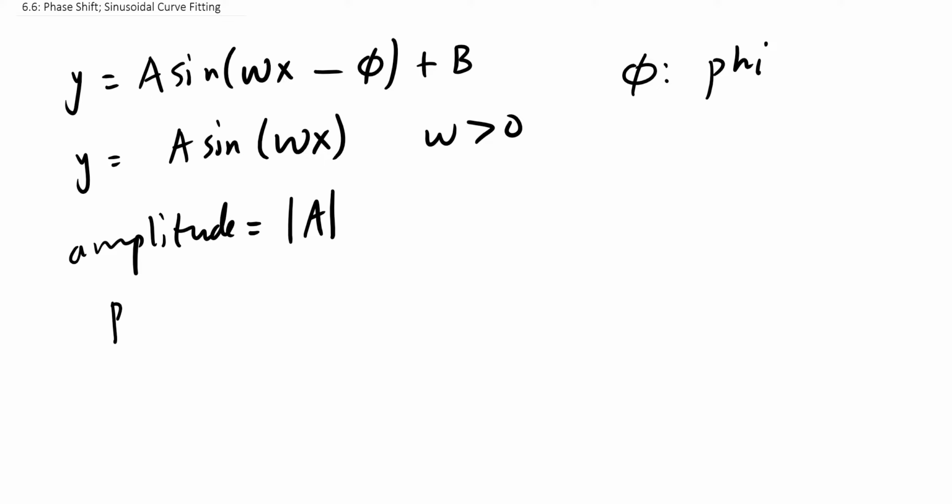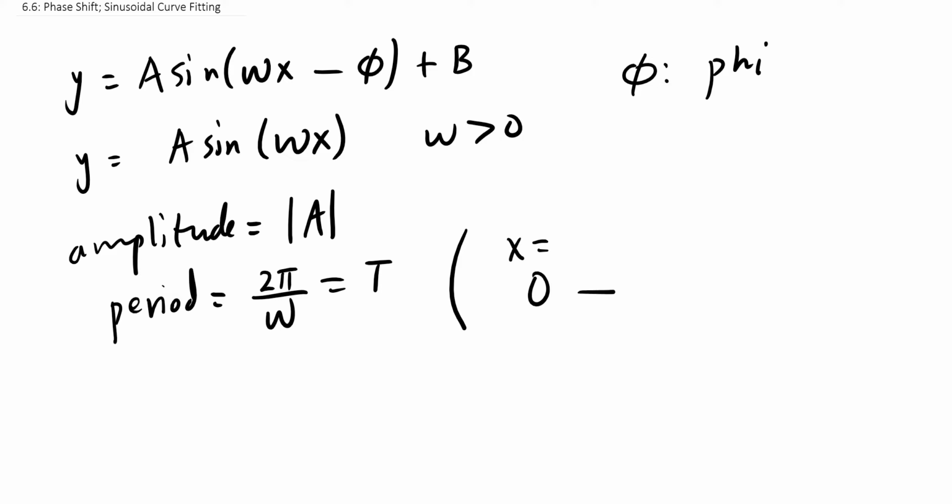And then we had a period. We found the period here. It was 2 pi over omega. Let's call it capital T. And this period started at x equals 0 and went up to 2 pi over omega, so up to T. So 0 to T. That was the period that we did. For just sine x, we chose it to be 0 to 2 pi.